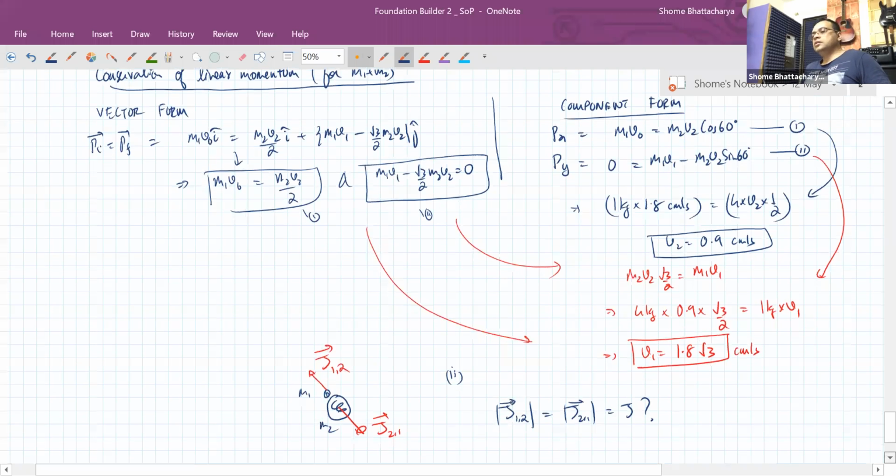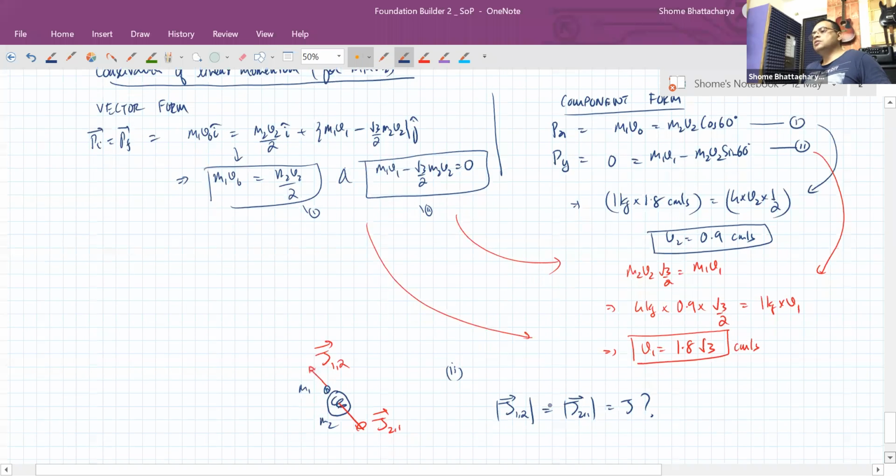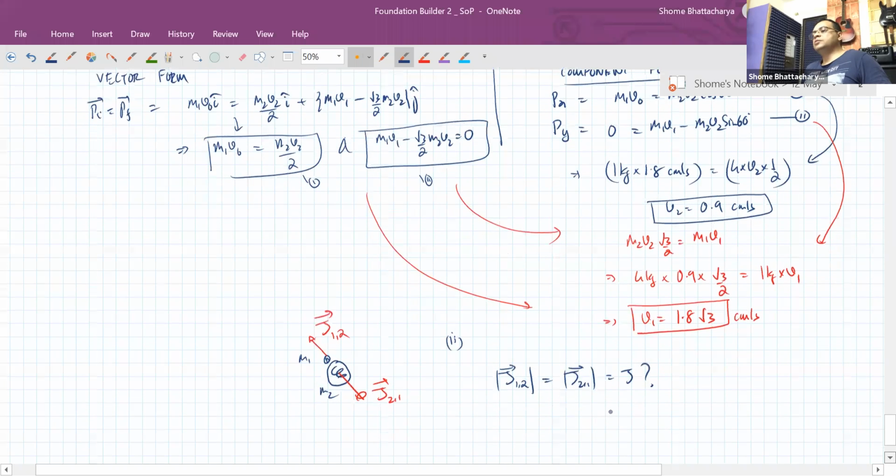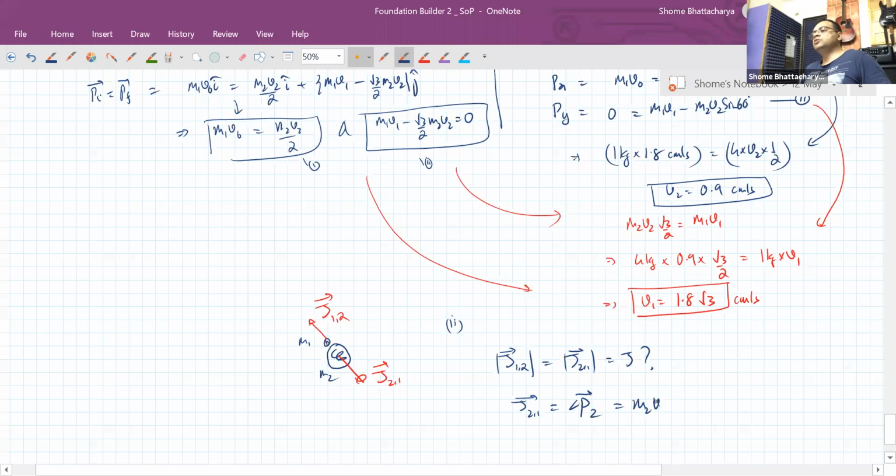So now you can see that this one is the change in momentum for the second body, which is just m2v2. So this is much easier to solve. Whereas if you go for this one, this is the change in momentum of the first body, which is m1v1 minus m1v0. So from this, J should be equal to m1 into mod of v1 minus v0. So whether we go for this or this, it's equally easy.